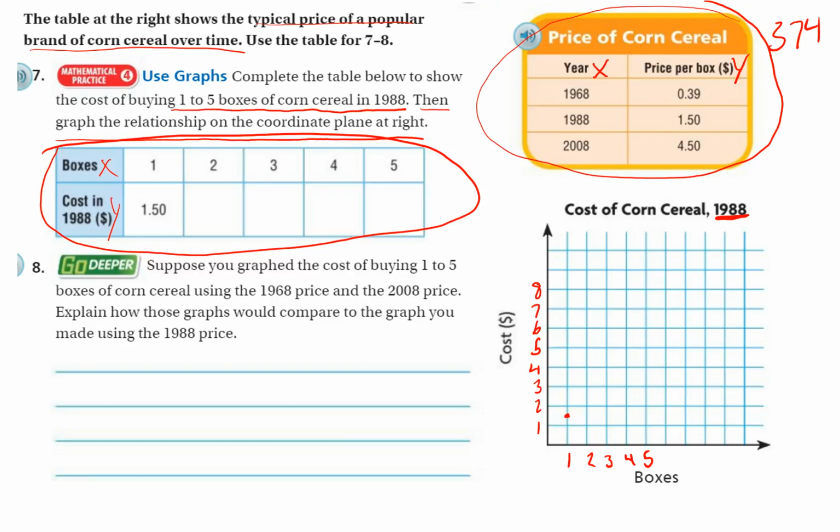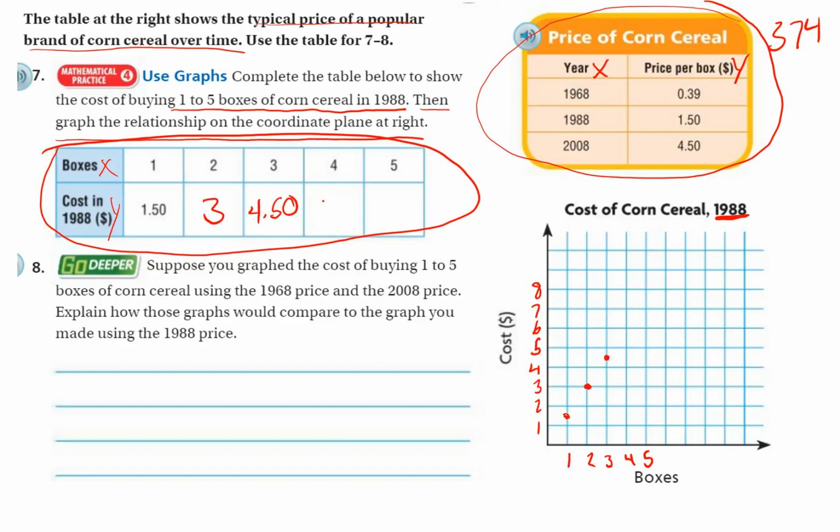Okay. If I buy 2 boxes of corn cereal, that's going to be $1.50 and another $1.50. That's going to be $3. So I'm going to, oh, I lost my point. So I'm going to run over to 2 and rise up to 3. And then if I buy 3 boxes, that's going to cost me $4.50. So I'm going to run over to 3 and then rise up to 4. Go past 4, right in between the 4 and the 5.